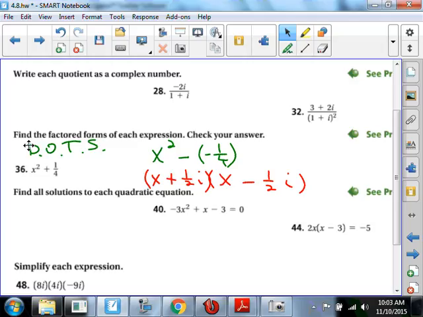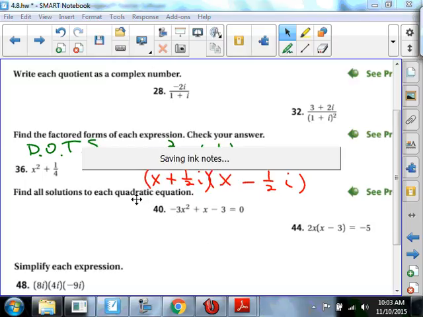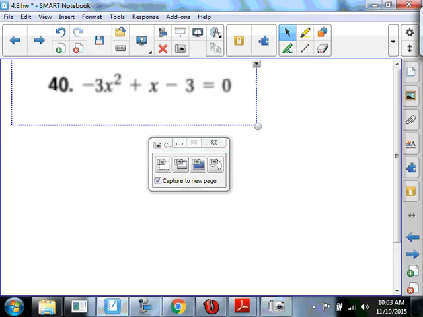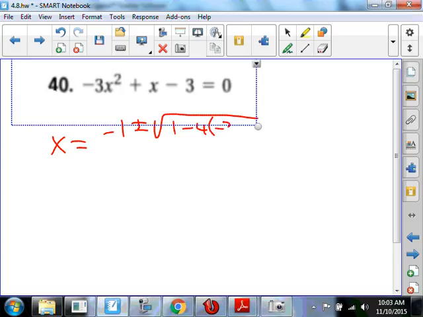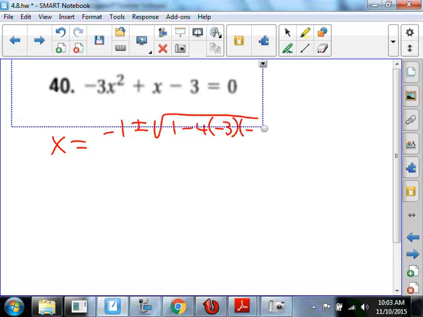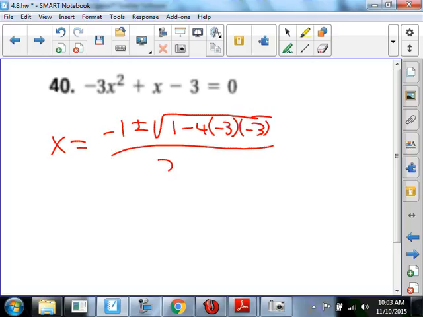40 wants us to solve. I'll be honest with you. On 40, I'd probably use the quadratic formula, even though I don't like it. x equals negative b plus or minus the square root of b squared minus 4ac all over 2a. The problem I don't like with this is when I get that negative 6 in the denominator. So it's going to be negative 1 plus or minus the square root of 1 minus 36 all over negative 6.